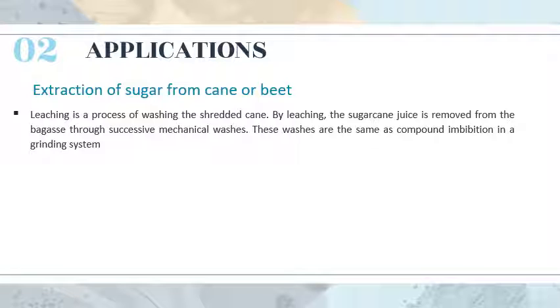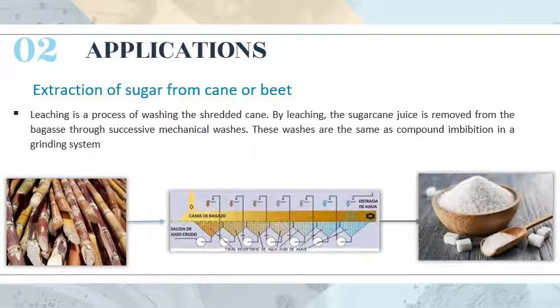Applications: extraction of desired components. Typically, leaching in the process of washing the shredded cane. By means of leaching, the sugarcane juice is extracted from the bagasse by means of zigzag mechanical washes. These washes are the same as the compound soaking in the grading system.